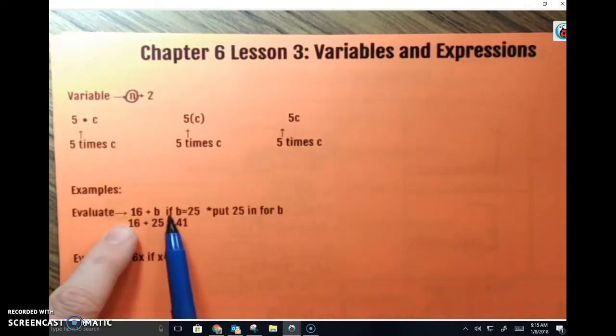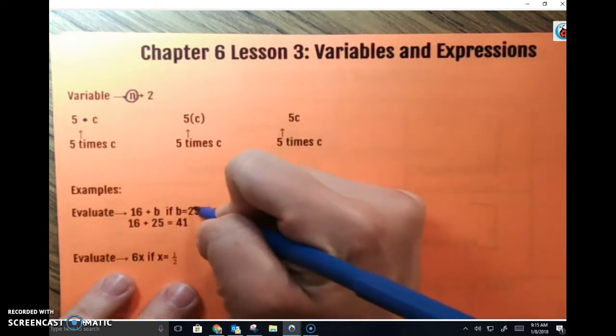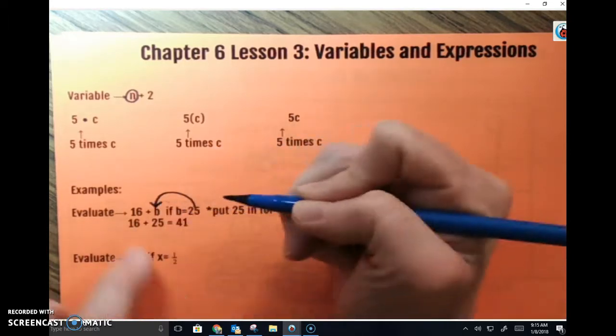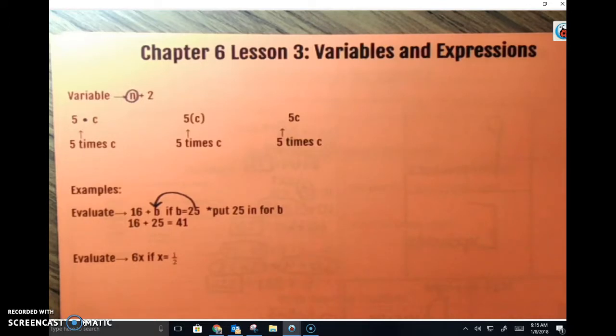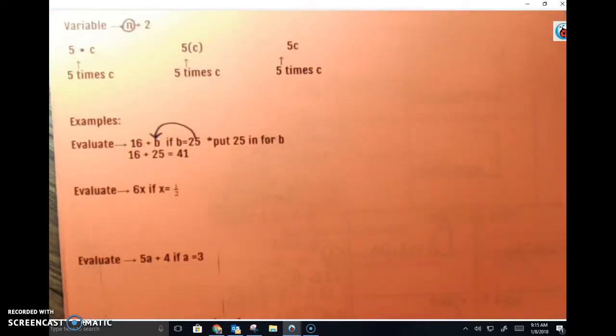16 plus B if B equals 25. That means we're going to put 25 in for B. So 16 plus 25 is 41. Let's look at our next one.